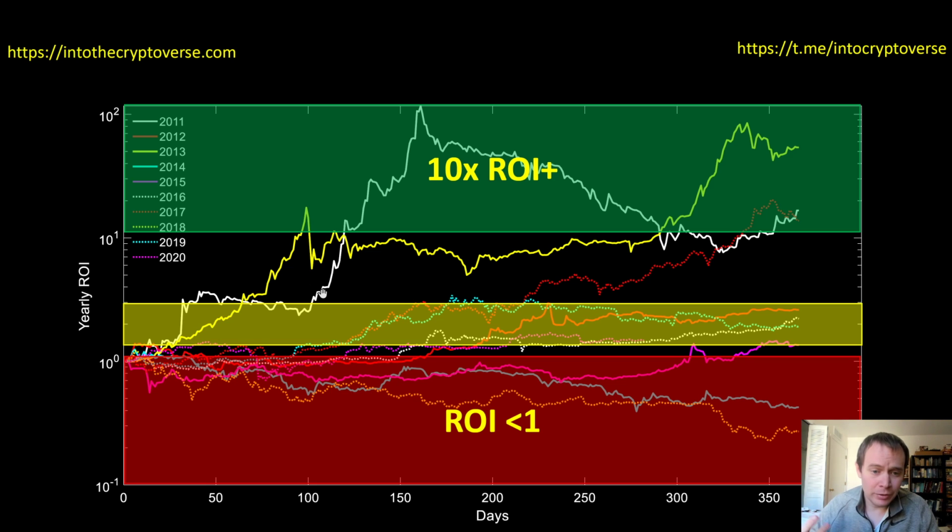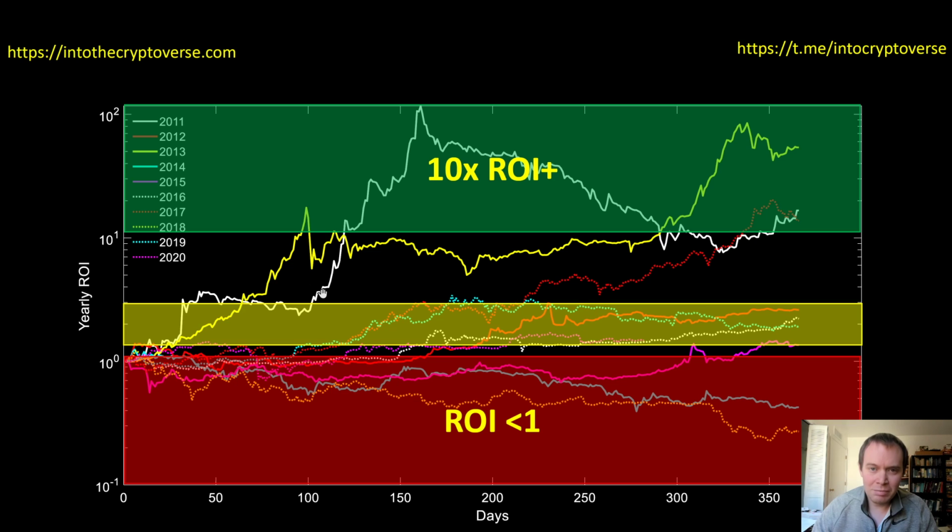Now, a lot of you, understandably, might say, well, I think that the next year will be a 10x ROI. Maybe you believe in some of the other models that show Bitcoin going to an insane amount in 2021. And you guys know that I've been very critical of those models. Perhaps I should try to tone down the criticism a little bit, but it's really hard not to, because I think those models are just completely flawed.